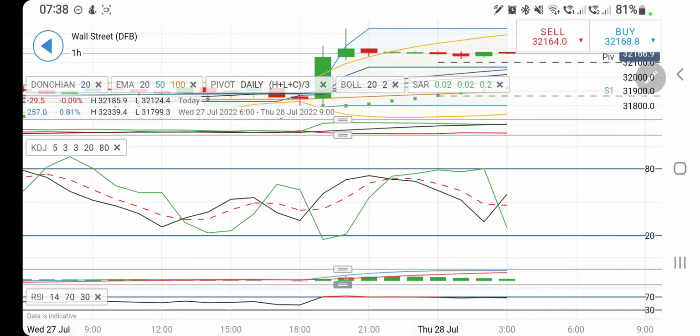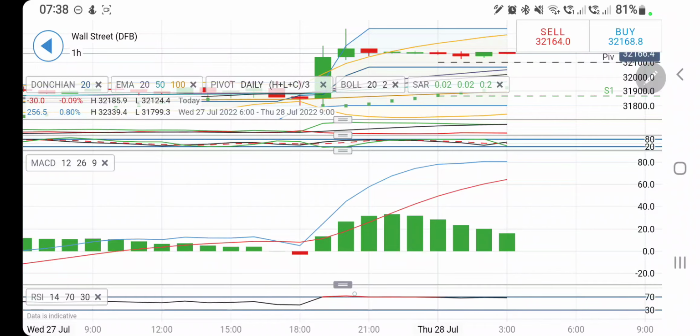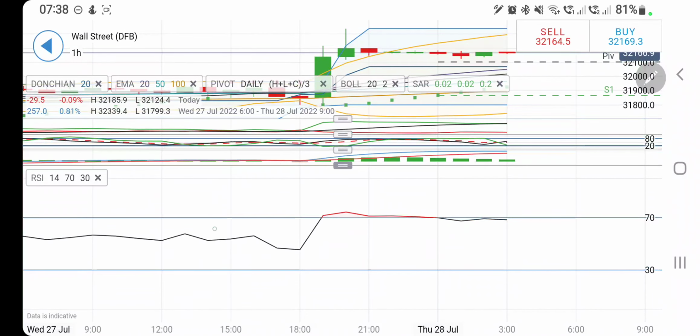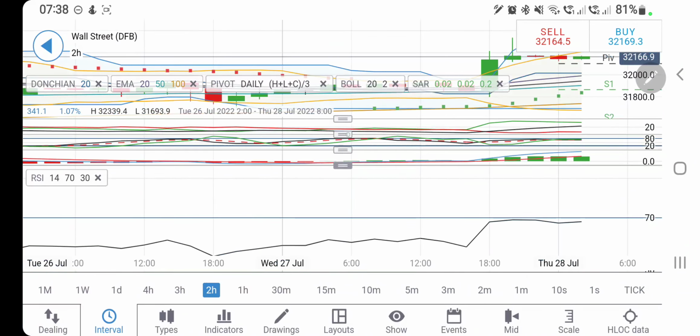Directional movement bullish. Stochastic is again looking upwards. MACD is bullish here, trying to converge a bit. RSI is near to overbought levels.